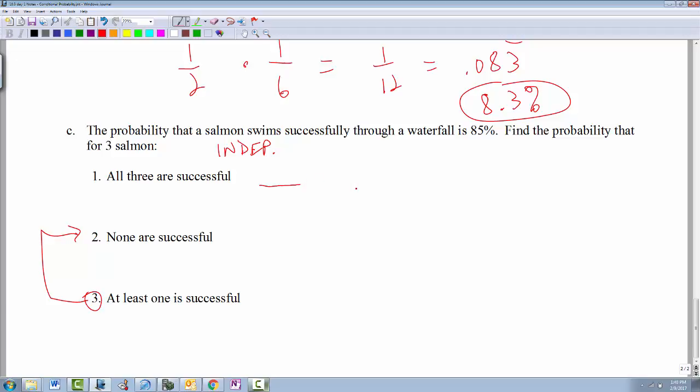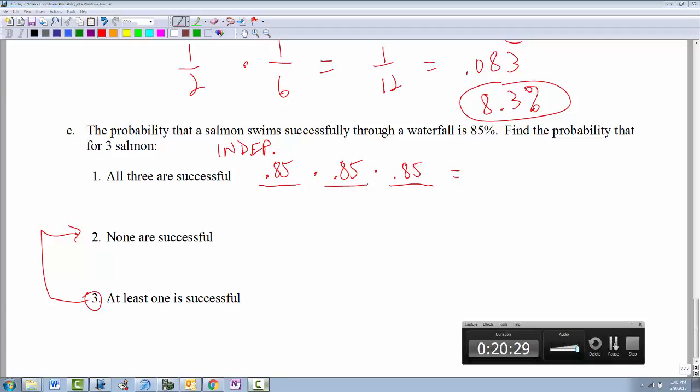This is the first one makes it, and the next one makes it, and the next one makes it. What's the probability that all three make it? That's how you have to word it. The first one, and the second, and the third. What's the probability the first one makes it? 85. What's the probability the second one makes it? What's the probability the third one makes it? And then we'll find that number.